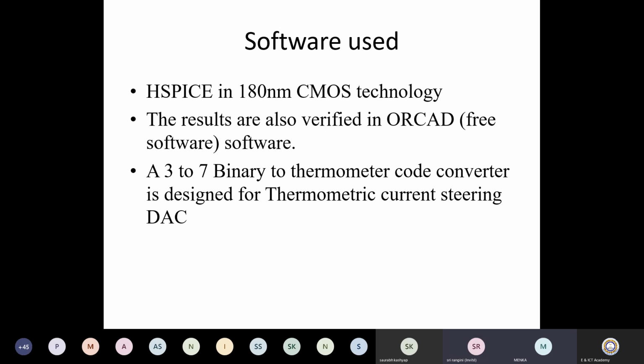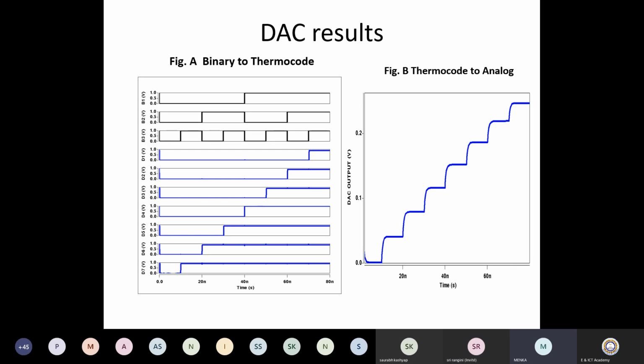And for your knowledge, they will support you if you have done something unique. They will support you in terms of fabrication. So the results are also verified using the ORCAD software, which is the free software. And this is 3 to 7 binary thermometer code converter, and after that we have converted that thermometer code to analog code. Sir, next slide please. Slide number 6, sir.